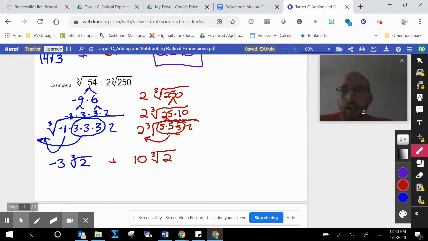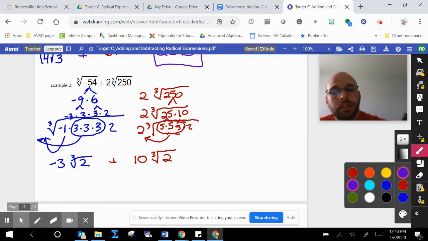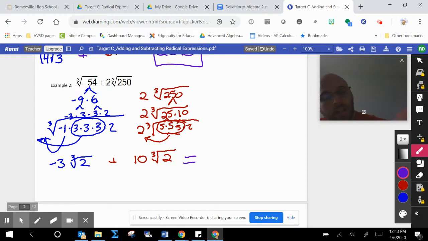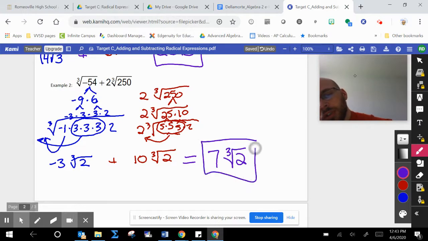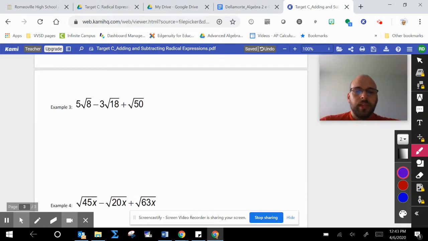Now you can see that they are now like terms. I have negative 3 cube roots of 2 plus 10 cube roots of 2. That is going to give me a final answer of a positive 7 cube roots of 2. And that would be my answer. Okay, I believe I have a few more examples here.